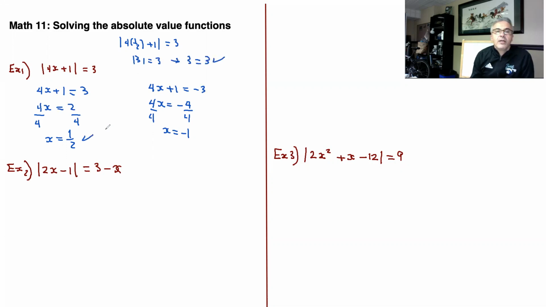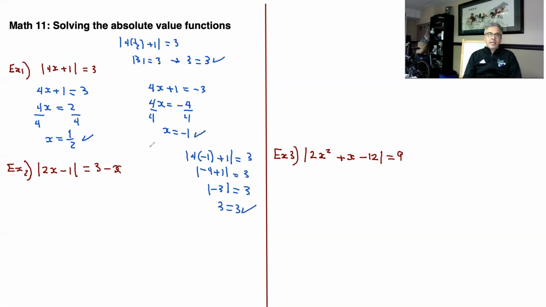That's good. If we test the -1, we're going to get 4 times -1 plus 1. That's -4 plus 1, we get the absolute value of -3 equals 3, and the absolute value of -3 is just 3. So you get 3 equals 3. That checks. Both of them work. So that's the answer for that one.